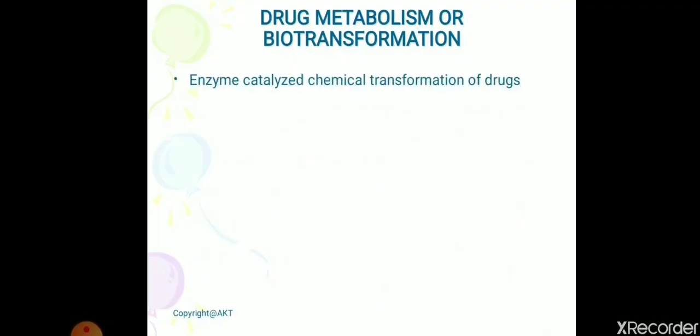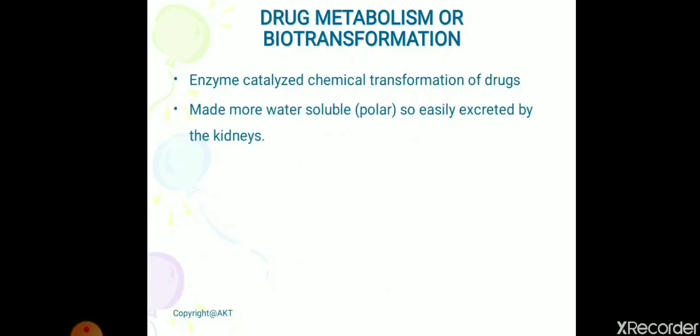Biotransformation is the specific term used for the metabolism of the drug. When you consider the metabolism of the drug, the term used will be biotransformation, and it is defined as enzyme catalyzed chemical transformation of the drugs. The aim of biotransformation is to make the drug more water soluble so that it can be easily excreted by the kidney. The kidney, as you know, produces urine, which is all water. So if the drug is made more water soluble, it will be easily excreted through the kidney without distributing to the tissue compartment again.